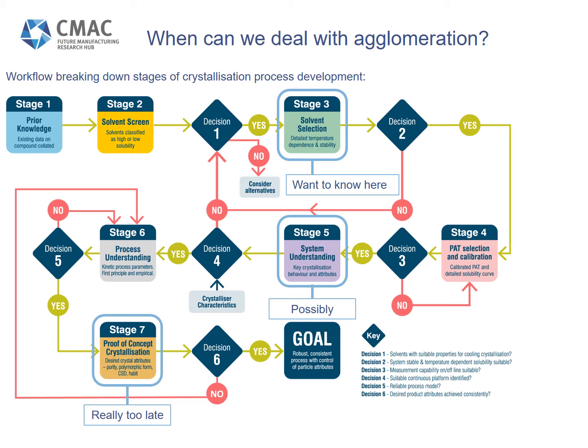Now if we discover agglomeration is a problem towards the end of this process here at stage 7, it's really too late to make significant changes to the process design, and certainly won't be able to change any solvents. However, earlier on in the workflow, when we're looking at the first stages of process design, if we find agglomeration, it might be possible to deal with this and design it out through mixing regimes and agitation rates. However, ideally, we'd like to know if agglomeration is going to cause a problem as early as possible, for example, when we're looking for suitable solvents.